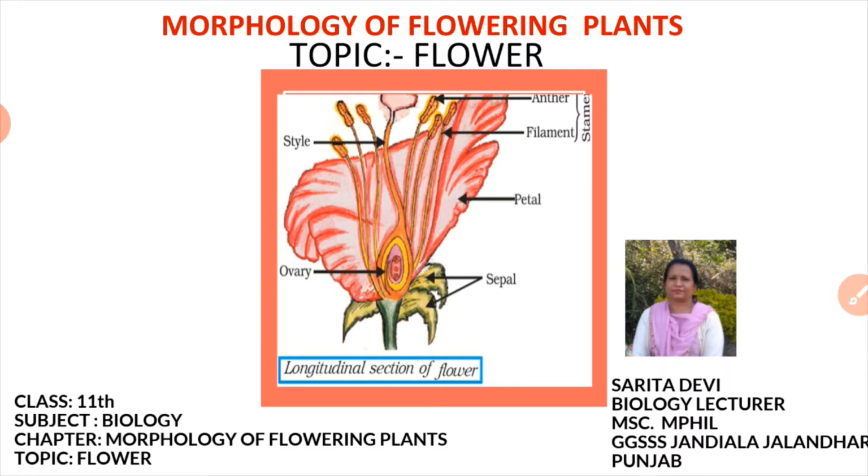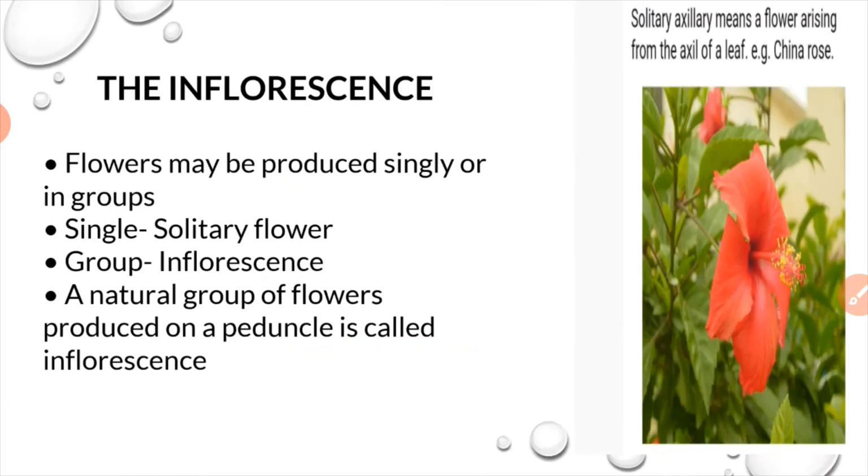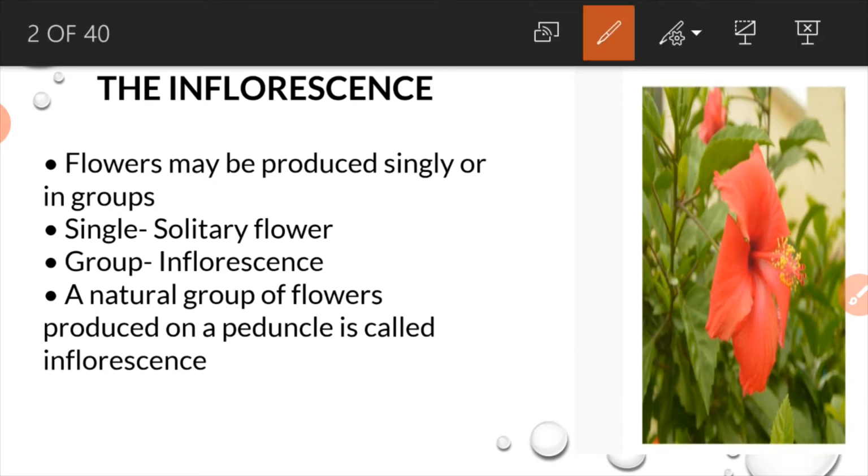Today we will study morphology of flowering plants and the topic is flower. So we will study this topic under two subheadings. One is inflorescence and other is parts of a flower. So what is inflorescence? The mode of arrangement of flowers on a specialized branch on the top of the plant is known as inflorescence.